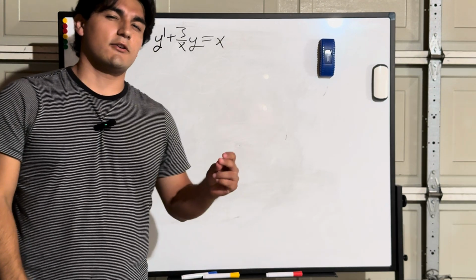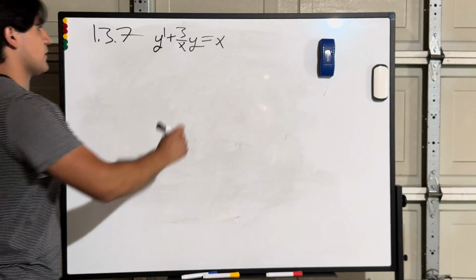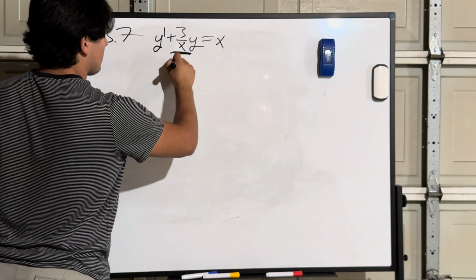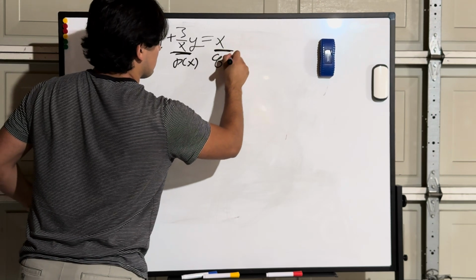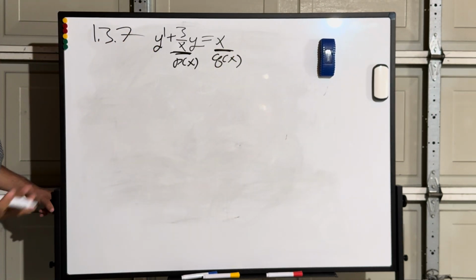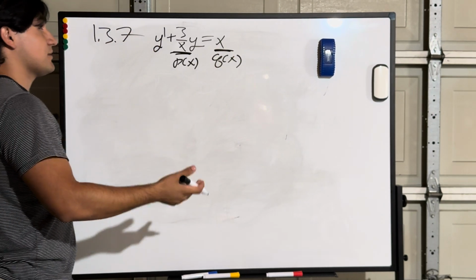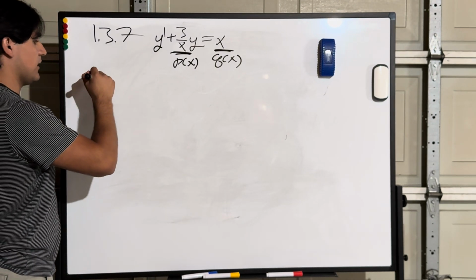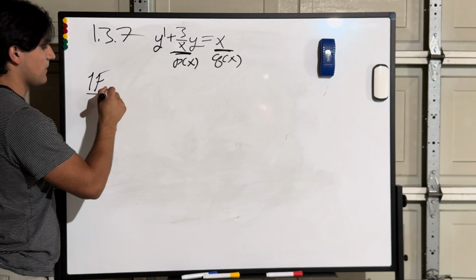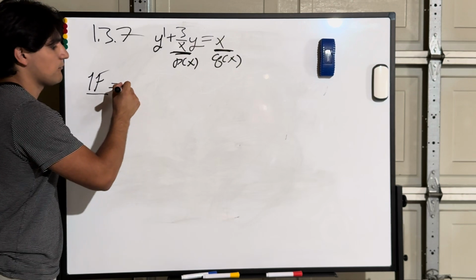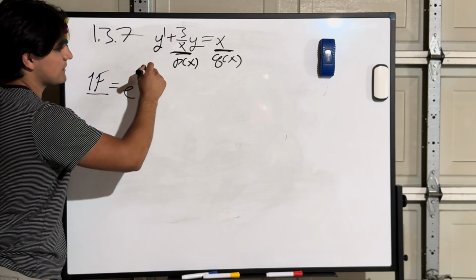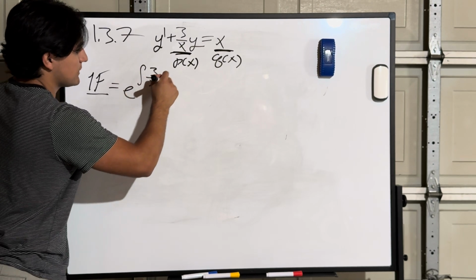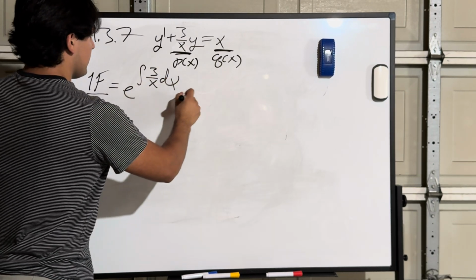So first, identify your p of x and your q of x. Here we have our p of x, and here we have our q of x. And we want to find the integrating factor, which is equal to, remember, e to the integral of your p of x, 3 over x dx.